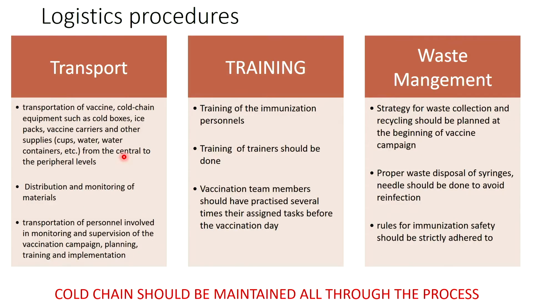Logistics is one of the key areas when it comes to vaccine implementation campaign. This focuses on transport, training, and waste management. The transportation of vaccine, ensuring that there is a cold chain using the cold boxes, ice packs, vaccine carriers, and other forms from the central to the peripheral levels, sites need to be monitored all the time to ensure the cold chain, and must be planned ahead of time so that it does not delay the campaign.